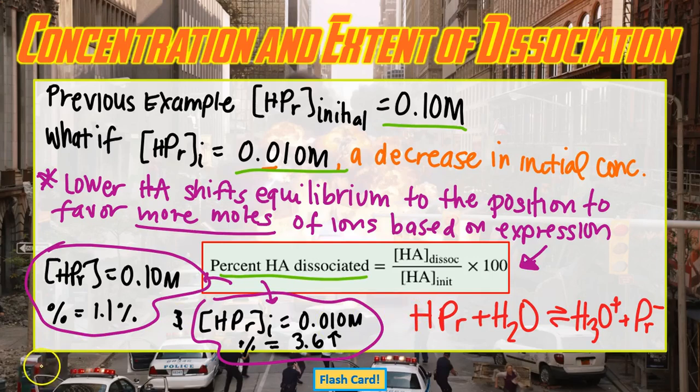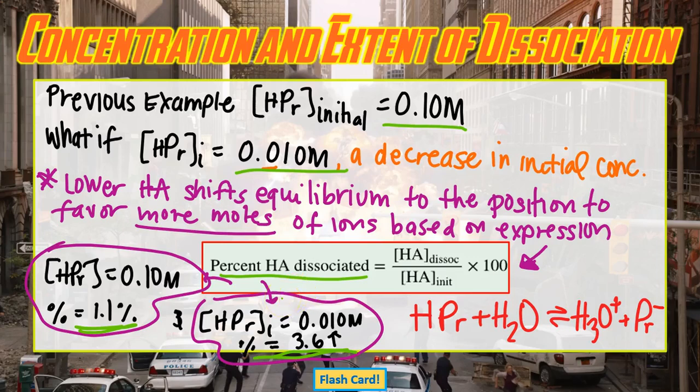With this expression, it helps us understand how a decrease in the initial concentration will cause an increase in the percent dissociated. So when our HPR initially is 0.10, you get a percent dissociation of 1.1%. But when we decrease it to 0.010, we actually get a percent dissociation of 3.6%. So we have an increase here, folks. And because of this, a trend is revealed. The fraction of ions present using this particular expression is going to show us that we have an increase in our percent dissociated when we have a decrease in the initial concentration.